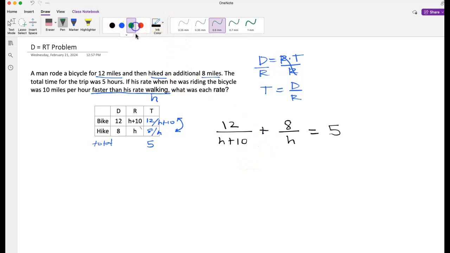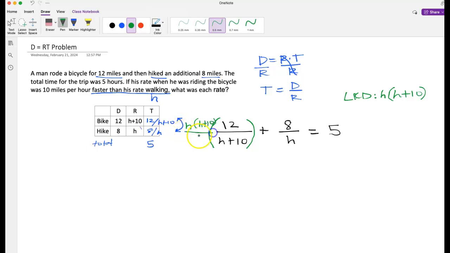So if I'm looking at this, my LCD here is h plus 10. So I know that needs to be part of my LCD, the h plus 10. But then h is my other part. So my LCD is really h times h plus 10. And this 5 is just over 1, so there's no denominator there that I have to worry about. But I'm going to take this LCD and I'm going to multiply each part by it. And I do that so that I can kill off my denominators.